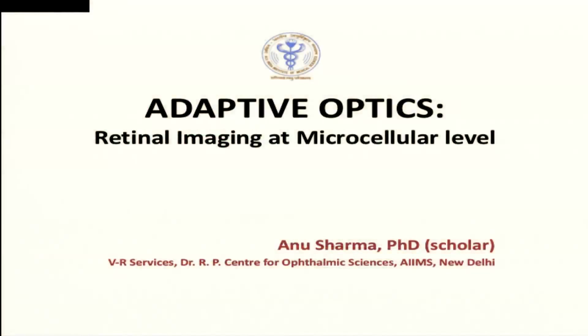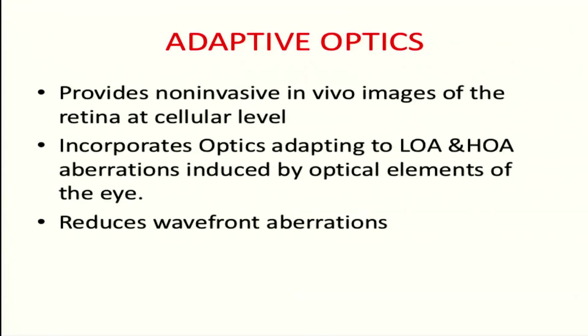Thank you very much, sir, for giving me the opportunity to speak on the topic adaptive optics. As the name indicates, it incorporates optics which adapt to the optical aberrations of the optical segments of the eye. We all know there are many high order and low order aberrations in the eye because of the cornea and the lens, such as coma, trefoil and distortions. The aberrations not only cause a blurred image on the retina but also degrade the images of the retina for the camera.